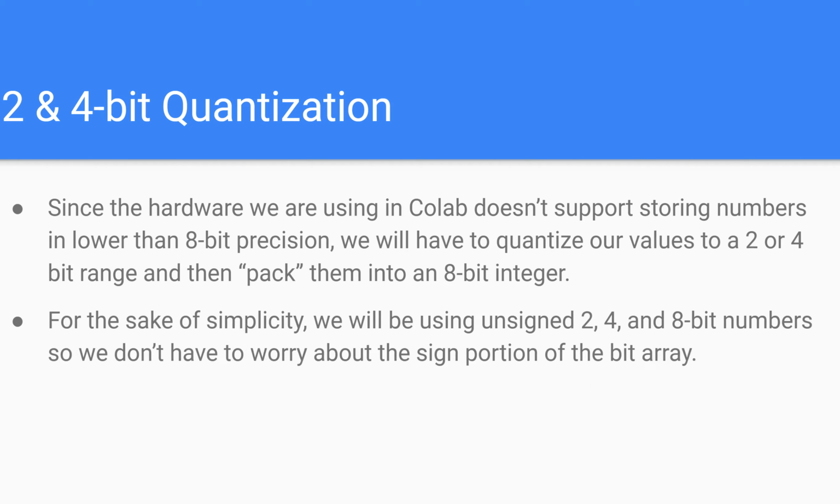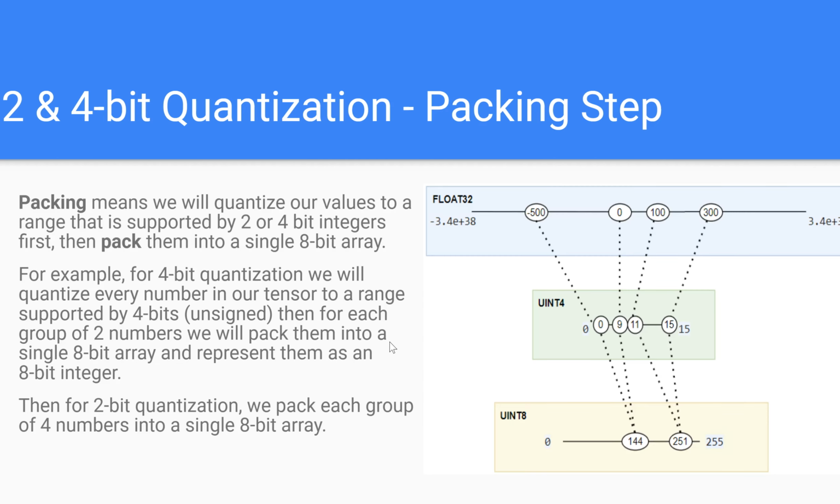For the sake of simplicity, I just want to make note that we will be using unsigned 2, 4, and 8-bit numbers in this quantization just to make the math a little bit easier, and we won't have to worry about the signed portion of the bit array. So I said we have to pack the numbers into these 8-bit integers, so these 8-bit arrays. And so what do I mean by that?